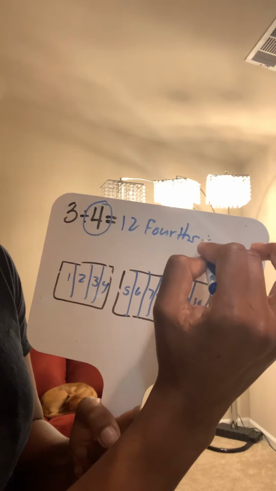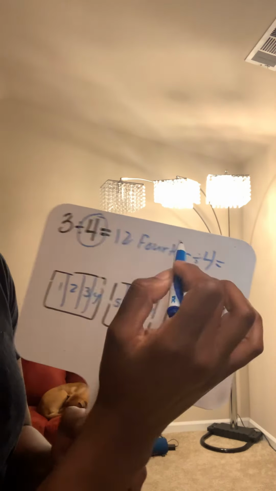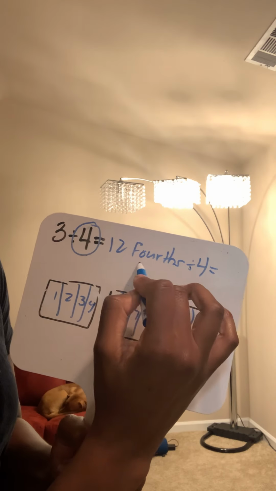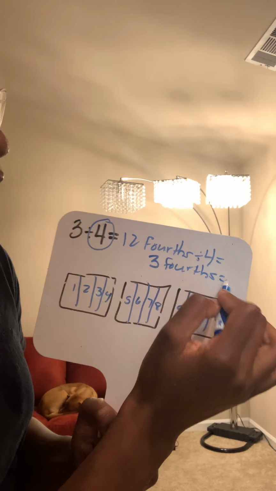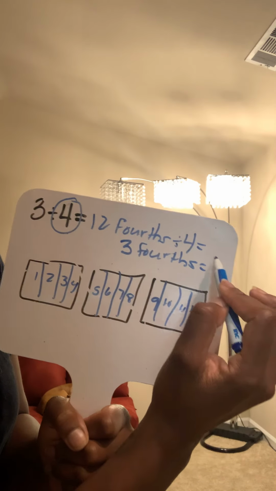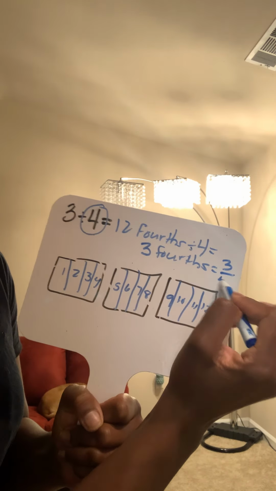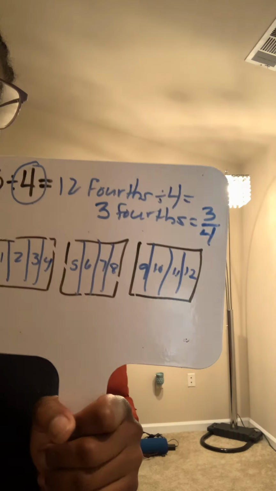So now we've got 12/4, and we're dividing that by 4. 12/4 divided by 4 is equal to 3/4. And when we write that out as a fraction, we've got 3 in our numerator and 4 in our denominator. All right? So that was just a quick homework review.